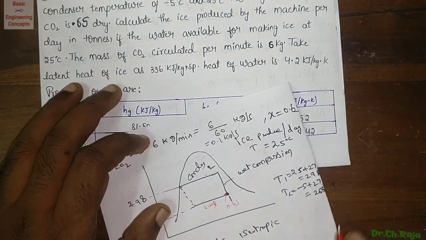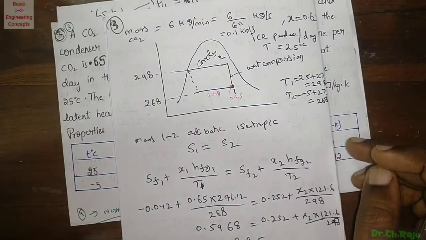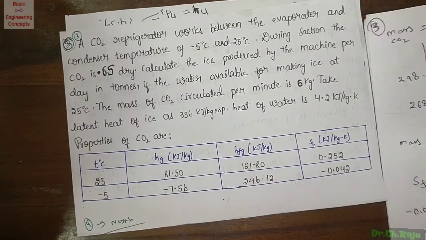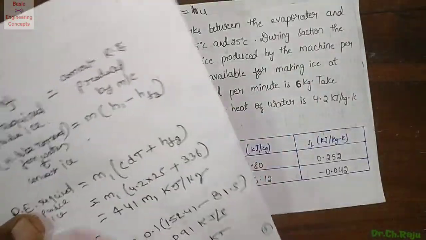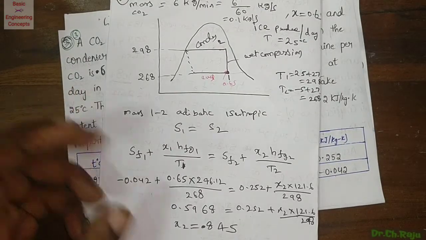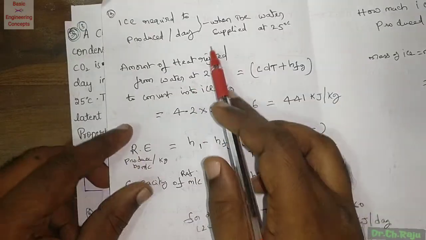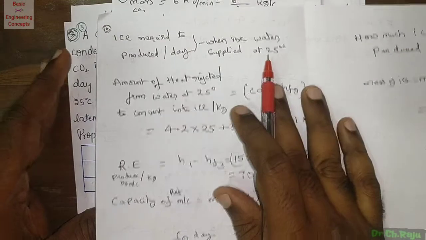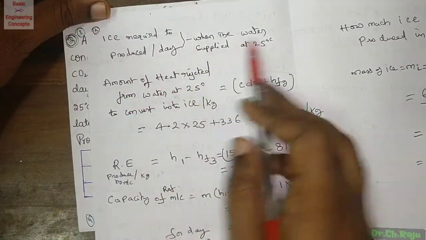So here latent heat is given. Now it is asked to calculate how much ice is produced, that is the refrigeration capacity. You note that the ice is required to be produced per day when the water is supplied at 25 degrees C.